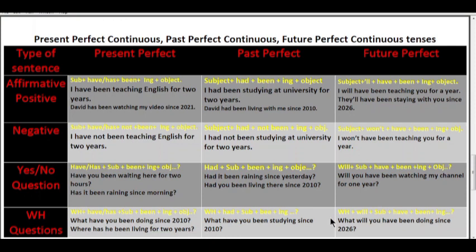So that is how we make these 4 structures: positive, negative, yes no questions, and WH questions, in perfect continuous tenses. Hope this lecture will help you in understanding the basic structures in all the 12 tenses in English language.